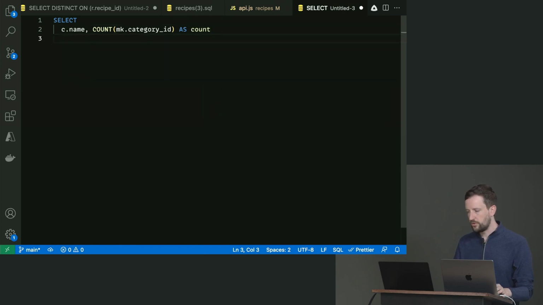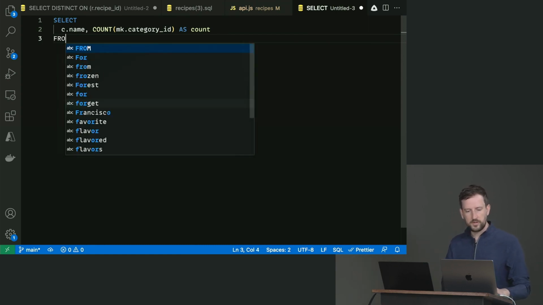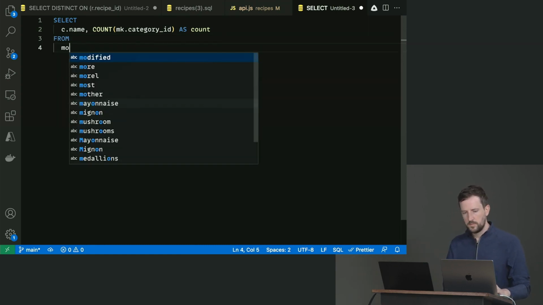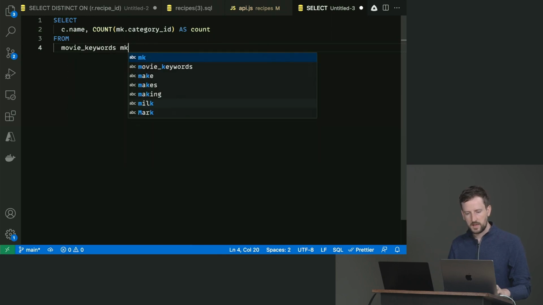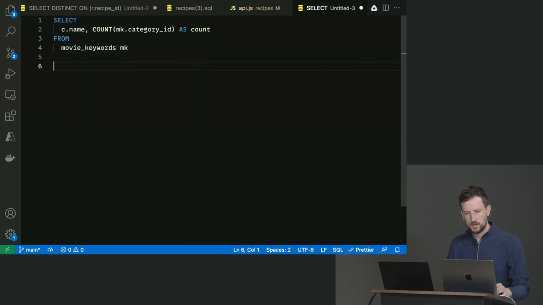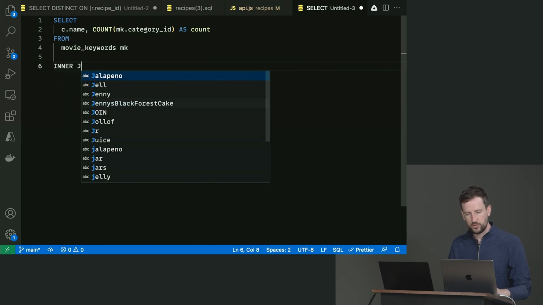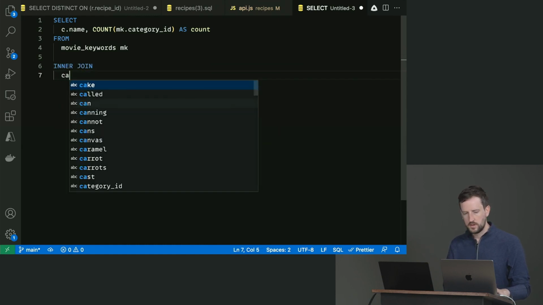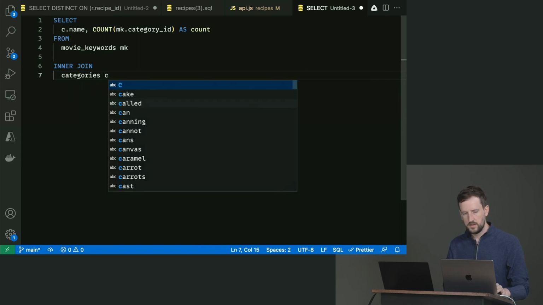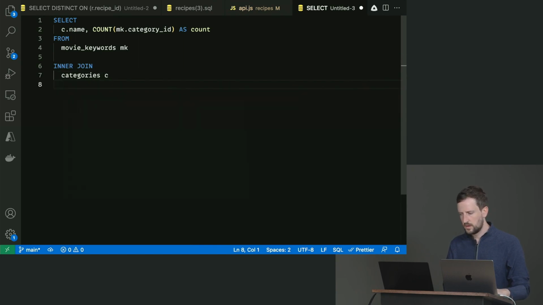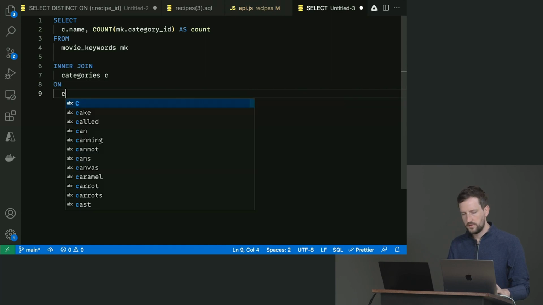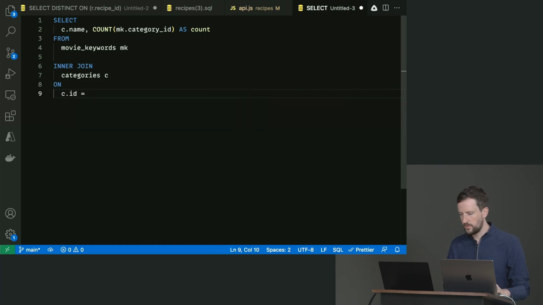So we actually don't even have to join the movies here, right? Because we don't actually need the movie names at all. We just need to know how many connections it has, which movie keywords is more than enough to tell us that. So we're going to say from movie keywords mk inner join categories c on c.id equals mk.category ID.